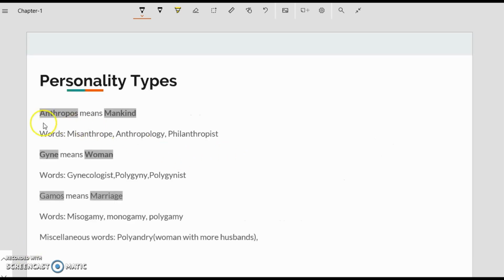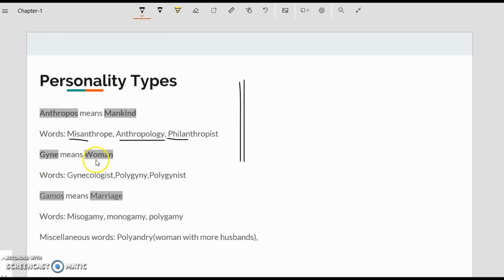So moving forward, anthropos. Anthropos means mankind. For the time being, remember that misein means hate, philein means love. So misanthrope means hate towards mankind. Philanthrope means love towards mankind. So anthropology, logy means study, like biology, zoology, etc. Anthropology means study of mankind.